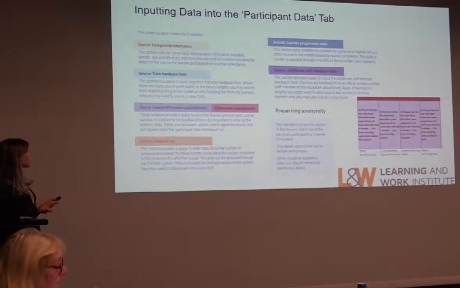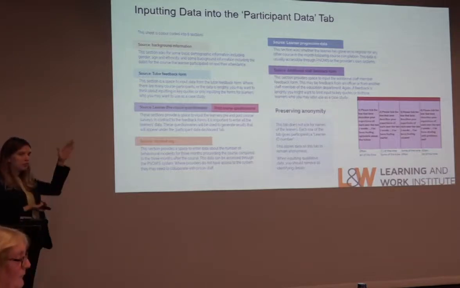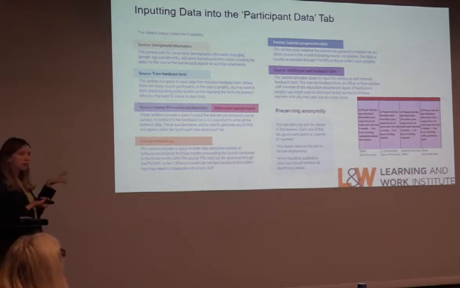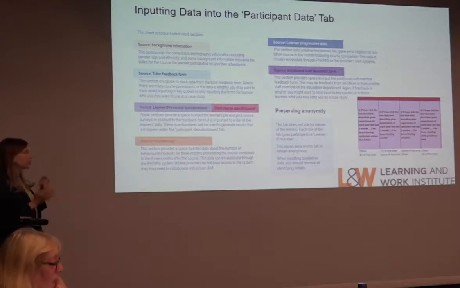Then the most important tab is the participant data tab. It's an anonymous tab. We've got learner ID numbers, so this data will be anonymous, so it won't be personal. There's space for entering some basic socio-demographic information. We've got drop-down menus for that so that it's easy to use. And this just gives you an idea of who's on your course.